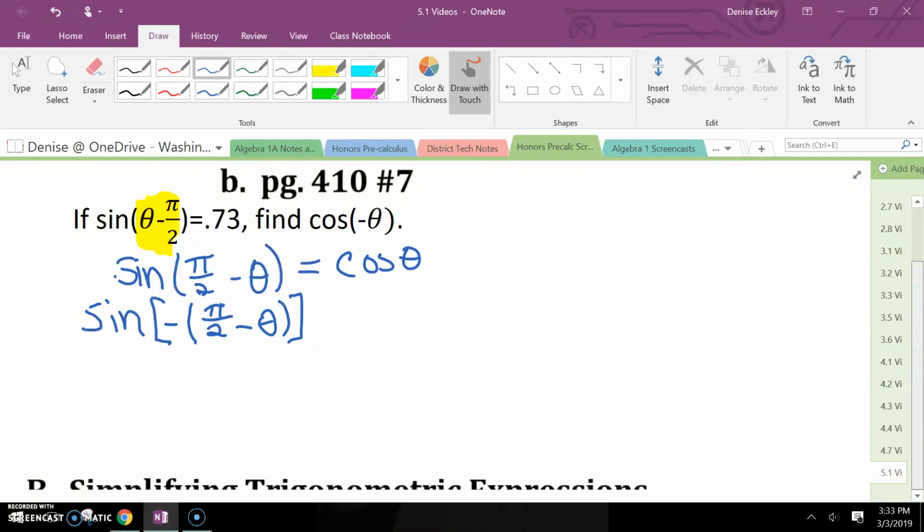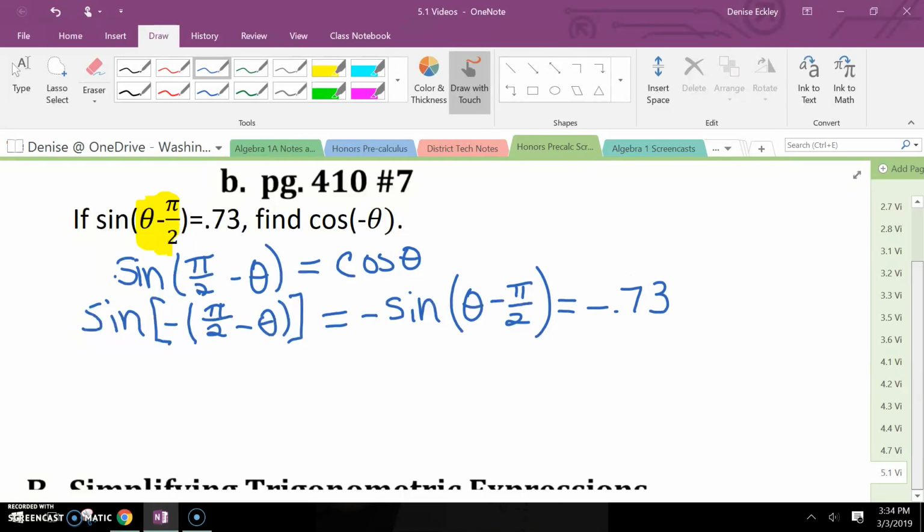then we have the same thing, because then our pi over 2 will be negative like it is in the original, and our theta will be positive as it is in the original. But what we know is that since sine is an odd function, this is going to be the same as negative sine of theta minus pi over 2. So that's going to be negative 0.73.